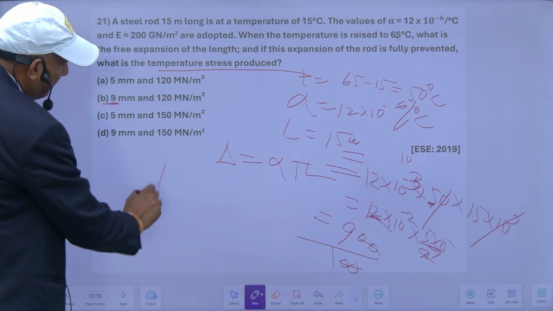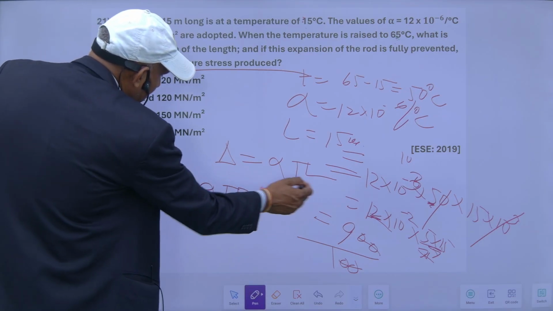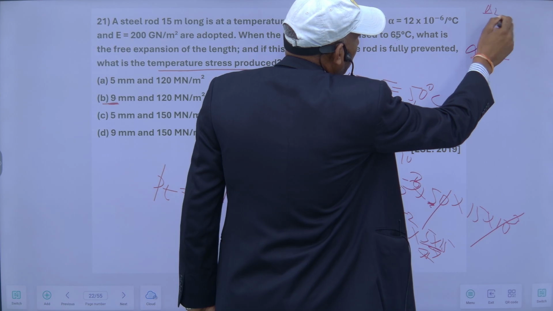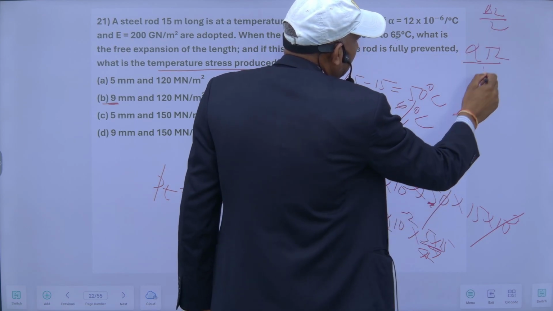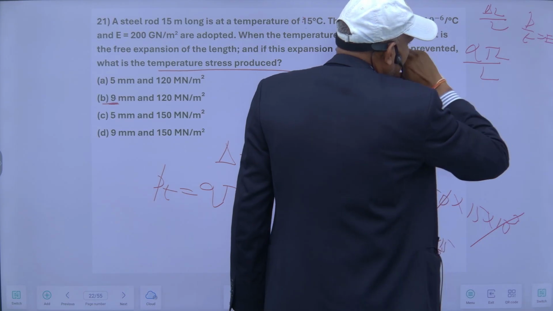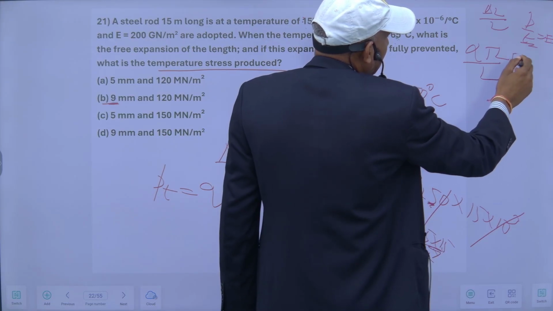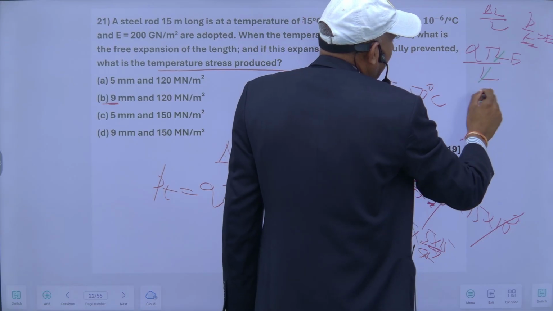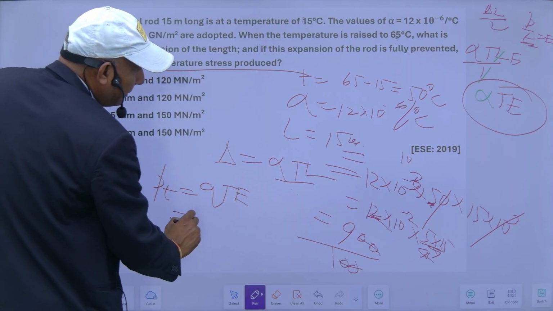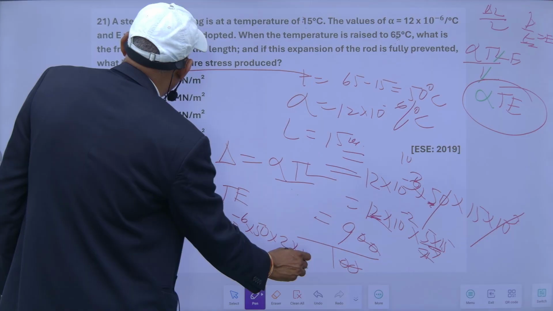So temperature stress σ_T is equal to αTE. Change in length upon original length, change in length αTL upon original length, this will give strain, and when we multiply this, stress upon strain is equal to E. So this is strain into this E. This will give stress. So αTE is the formula for temperature stress. So simply I have to put the values here. Alpha is this one, temperature is 15 and E is 2 into 10 raised to the power.